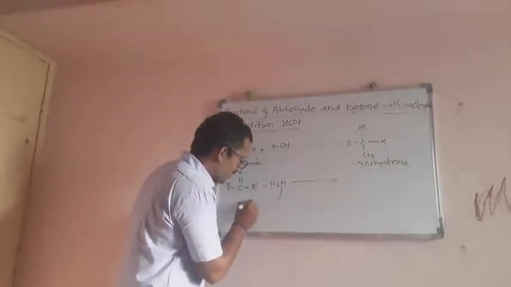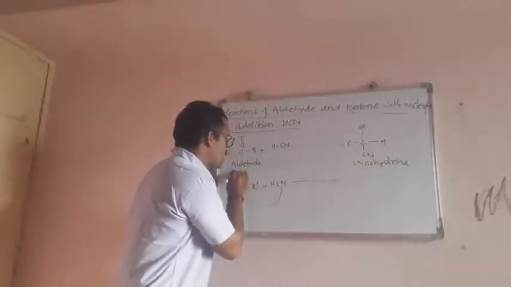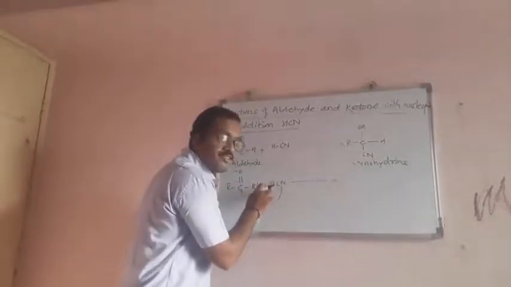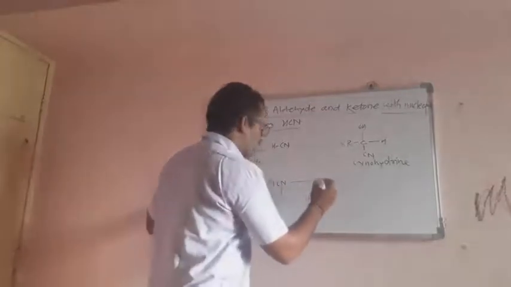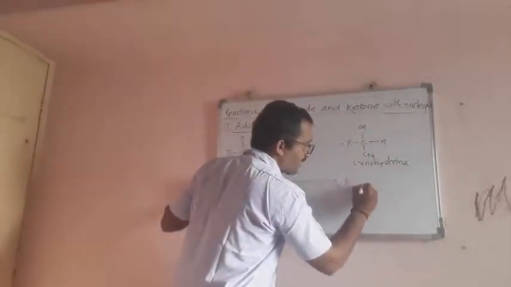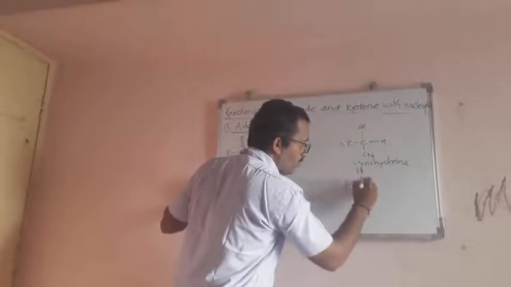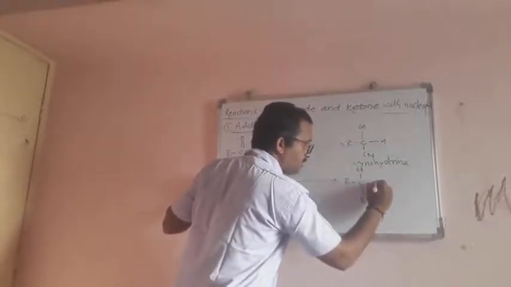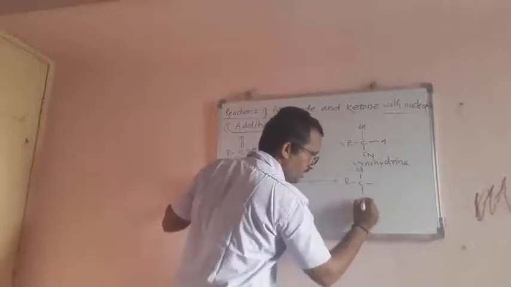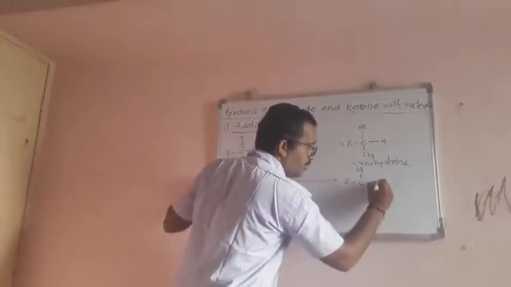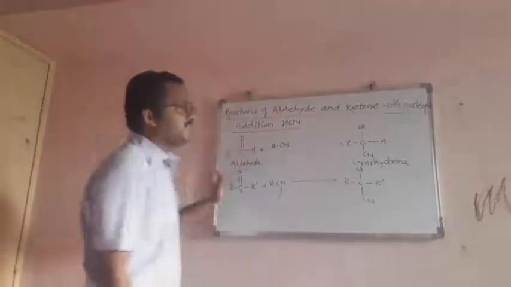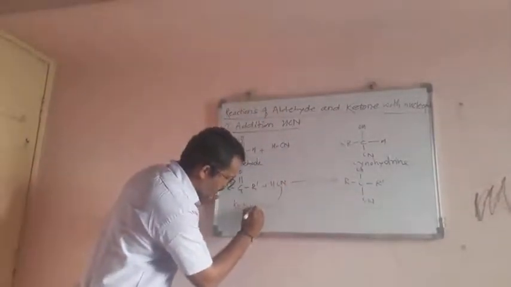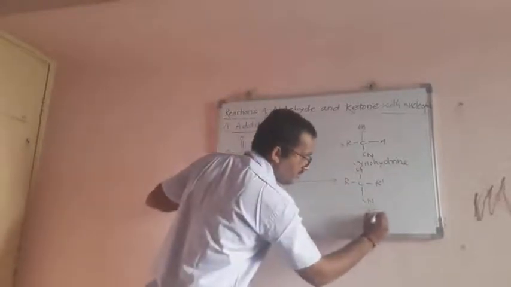This CN minus attacks this carbon. The double bond will be broken, the oxygen is negatively charged, and this negatively charged oxygen attacks the hydrogen and forms another cyanohydrin, that is R C OH R dash, with a CN here and the R dash. This is a ketone, and this is a cyanohydrin.